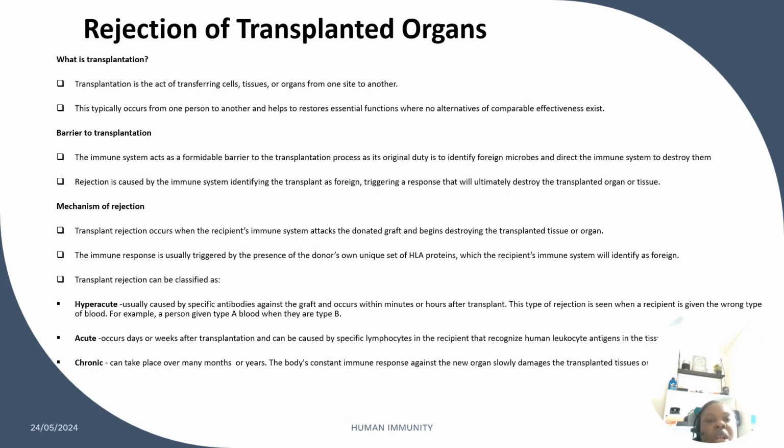What is transplantation? Transplantation is the art of transferring cells, tissues, or organs from one site to another, in most cases from one person to another. This process helps to correct the malfunctioning of an organ system like the kidney, liver, heart, or lungs by replacing the damaged organ with a healthy organ from a donor. The immune system presents a formidable barrier to the transplantation process, as the organ is recognized as foreign by the recipient's immune system. There are three types of rejection, which are hyperacute rejection, acute rejection, and chronic rejection. Chronic rejection can take place over many years.